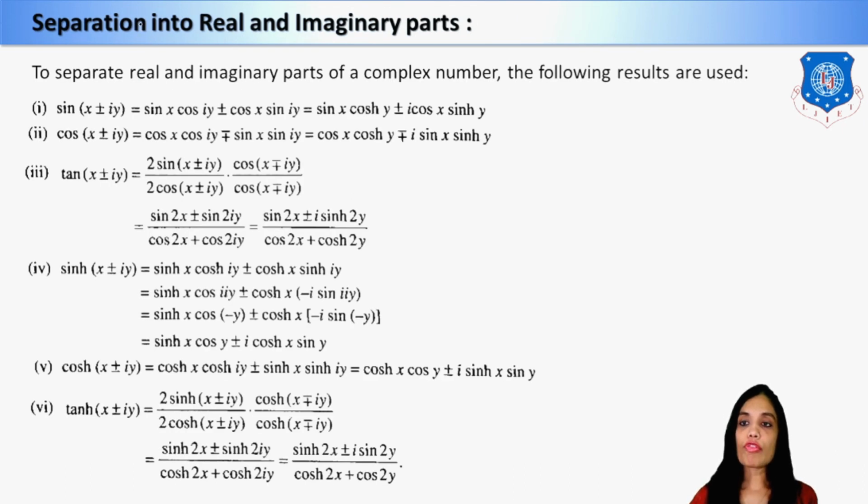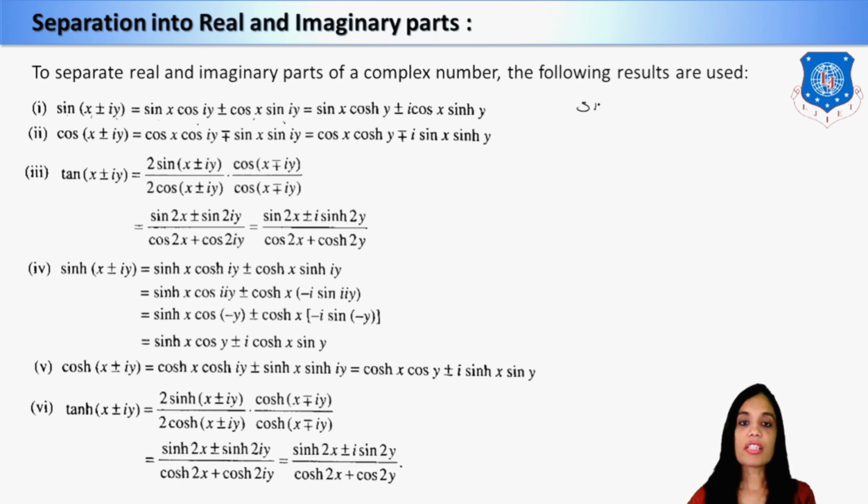Now there are a few formulas in order to separate real and imaginary parts of the following identities. So the first is of sin of x plus or minus iy. So it is a simple formula of sin alpha plus beta. So what we can write? Sin x cos iy plus or minus cos x sin iy. But here we have to apply the relationship between circular and hyperbolic functions that we have just studied.